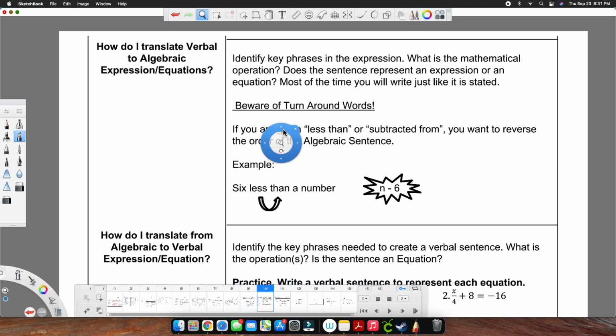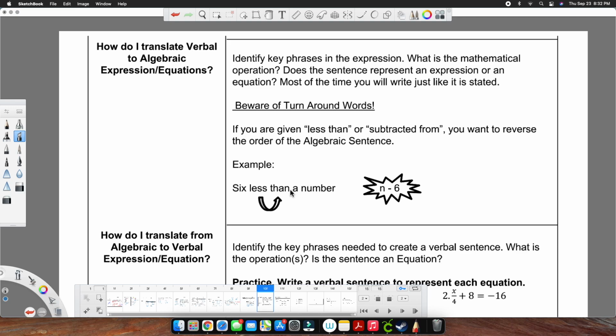So identify key phrases in the expression. What is the mathematical operation? Does the sentence represent an expression or an equation? Most of the time you will write just like it is stated. So like I was saying on the last page, they give us "beware of turnaround words." So they're warning us on this page: if you are given less than or subtracted from, you want to reverse the order of the algebraic sentence. So they're actually pointing this out to us on this page.